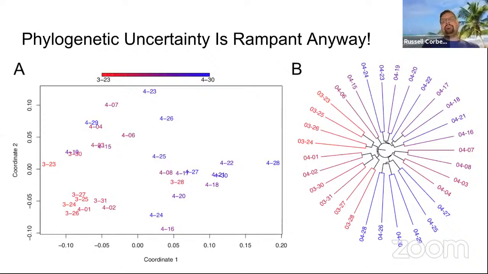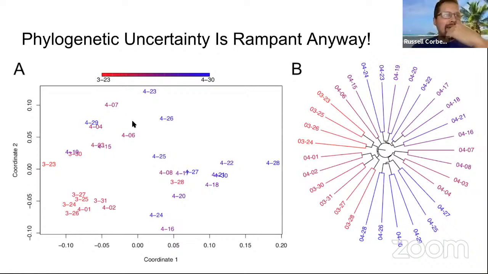Even if you had perfect data, which no one does, phylogenetic uncertainty is sort of rampant. What I'm showing you now is an analysis we did of Nextstrain trees across about a month, where I'm taking the trees, creating a distance matrix between them, and using principal component analysis to take that distance matrix and turn it into something at least somewhat interpretable.